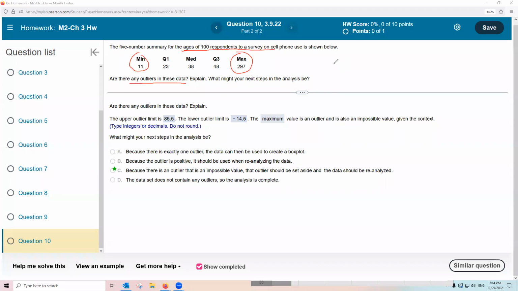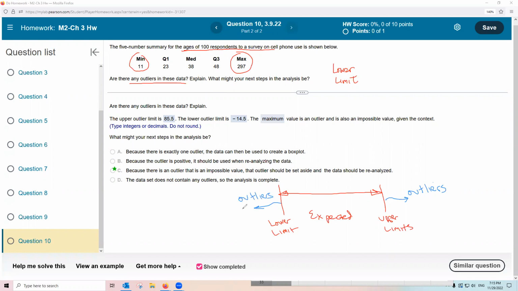Well, here's how you find outliers. First, you find the lower limit for an outlier. What I want to do is set up an interval here for the expected range of the data. And this number here is going to be the lower limit for outliers. This is going to be the upper limit for outliers. If I have any data values above the upper limit, I'm going to flag these as outliers. If I have any data values below the lower limit, I'm going to flag those as outliers.